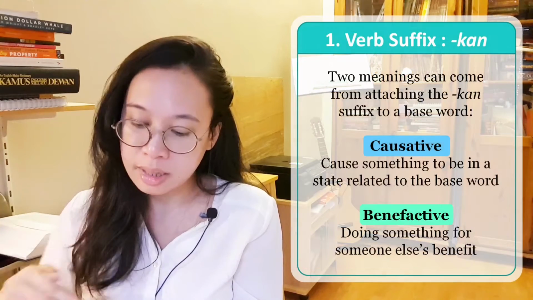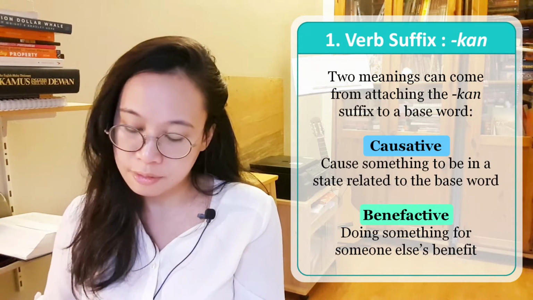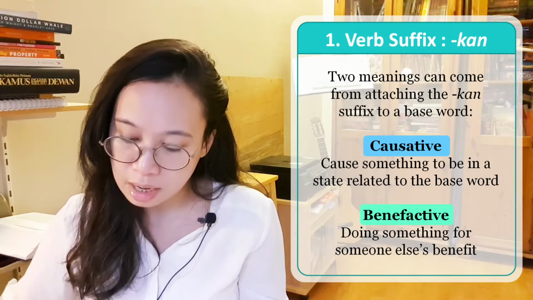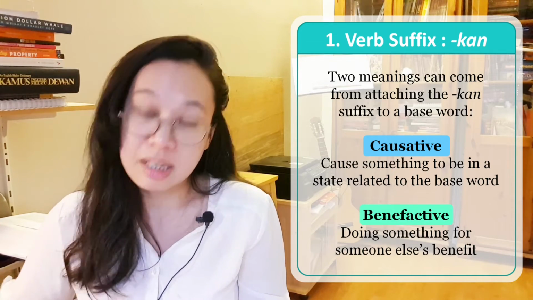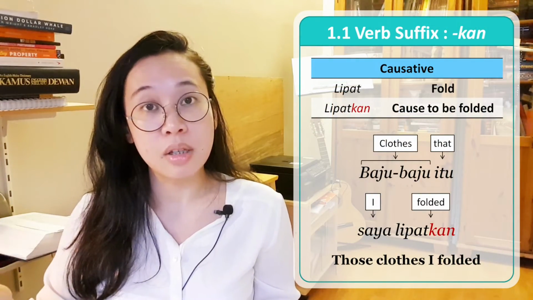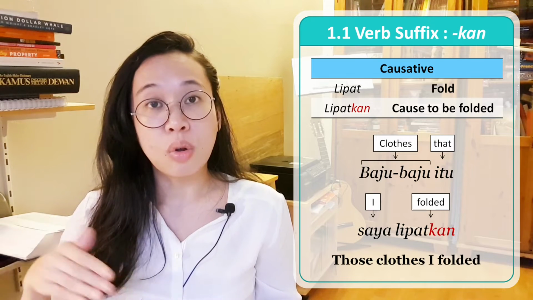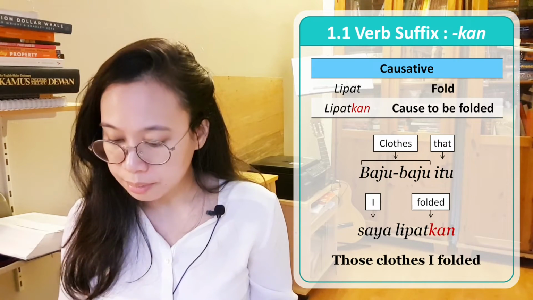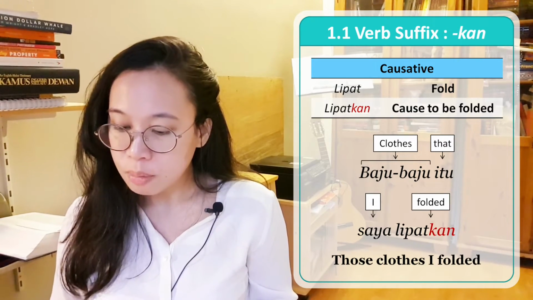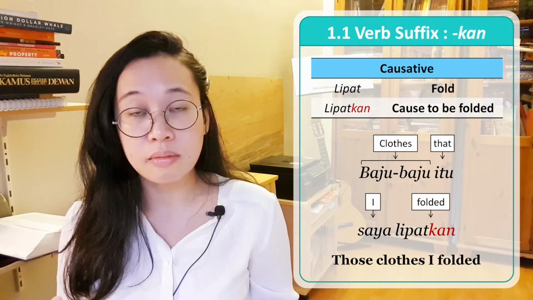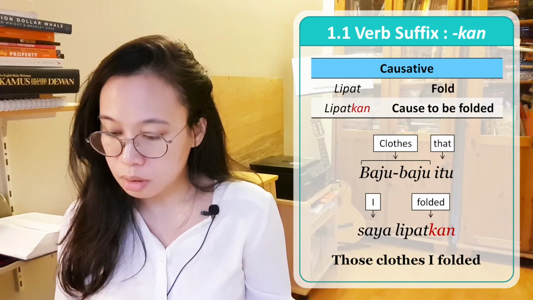Okay, so kan can be causative or benefactive. Causative means it causes something to be something. Like lipat. Lipat means fold. Lipatkan means to cause something to be folded. Baju-baju itu saya lipatkan. Those clothes I folded. That's the usage of kan.